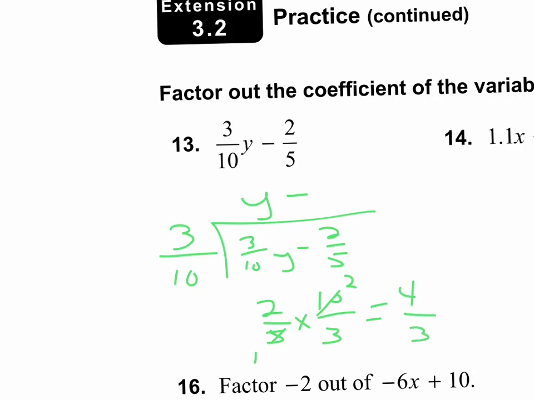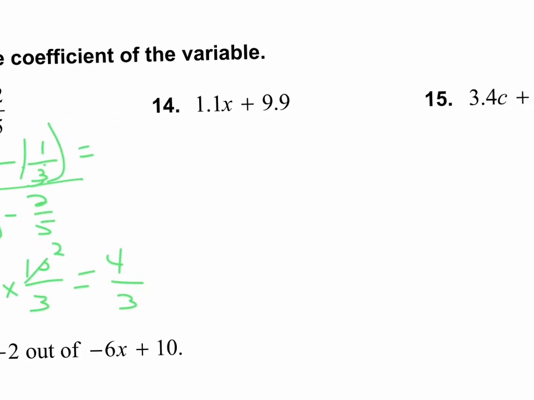So I'm going to leave that improper just to make it easier on us, 4/3, and then 3/10 up here. If you made that proper, instead of 4/3, it would be 1 1/3, which is fine too if you wrote it like that. This is probably the better way of writing it. Okay, alright, moving on. Pause the video, try number 14 for me.